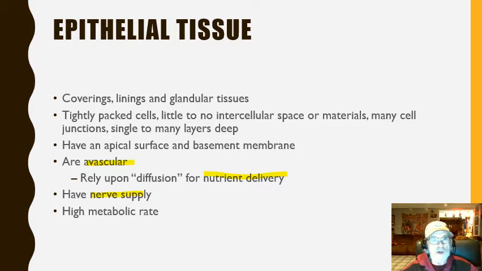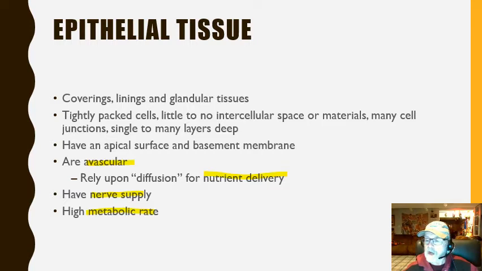They sense pressure, stretch, pain, stuff like that, and they have a high metabolic rate, and that's one of the things we talked about earlier on. And the thing about the higher metabolic rate is they're constantly changing over. Constantly new cells are being produced, okay? And that's why we're getting rid of a lot of these.